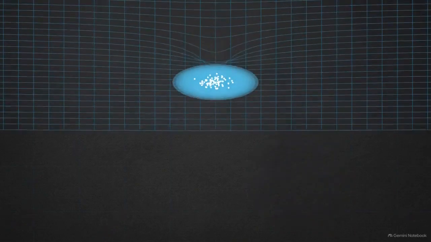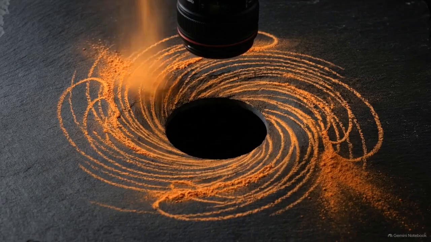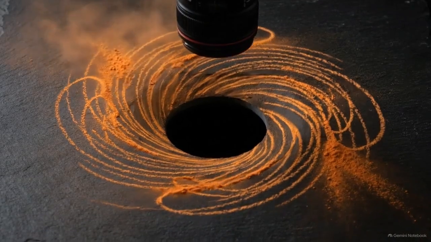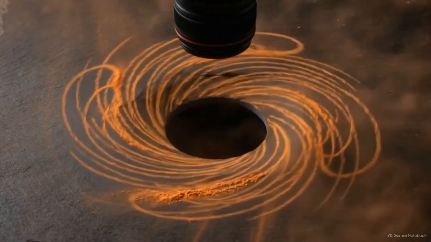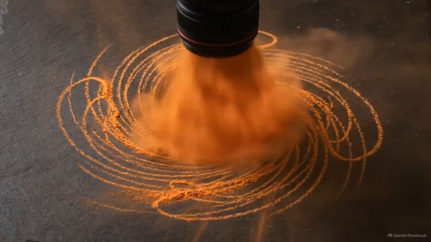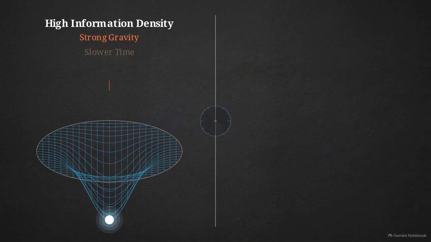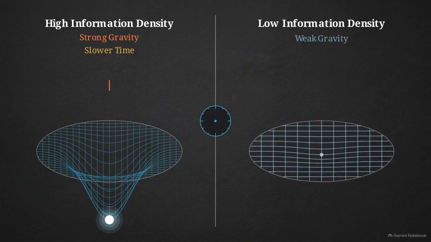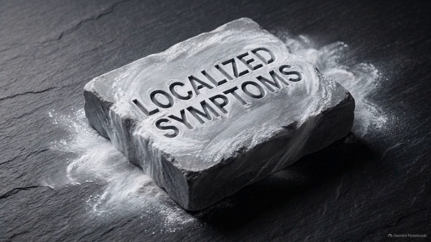A black hole represents the opposite informational extreme. This geometric regime collapses D10 manifestation into a singular I9 caustic. Every action is instantly integrated into a point of infinite memory density. Across these scales, the rule is consistent. High information density results in strong gravity and slower time. Low density produces weak gravity and faster time. Time and gravity are not fixed background conditions. They are localized symptoms of the memory field's density.